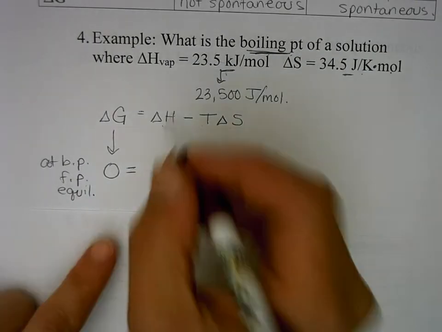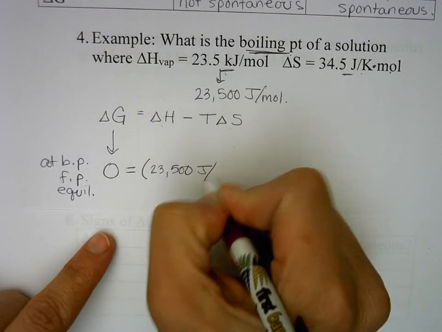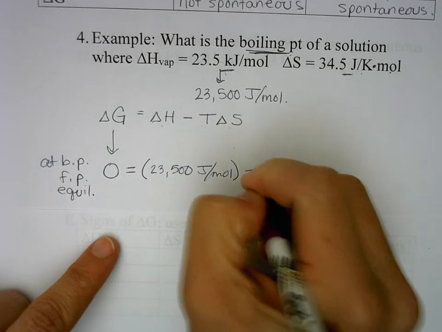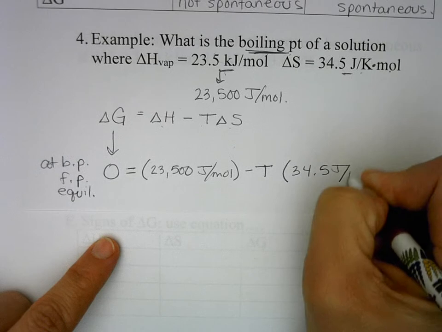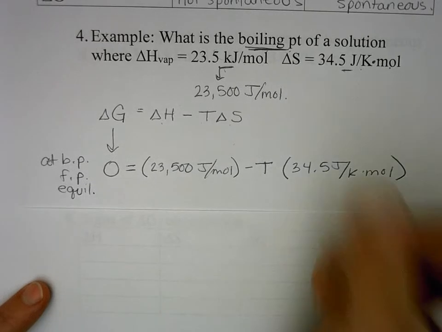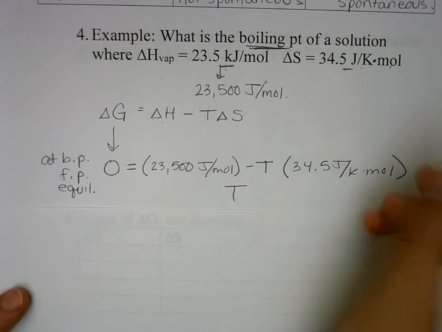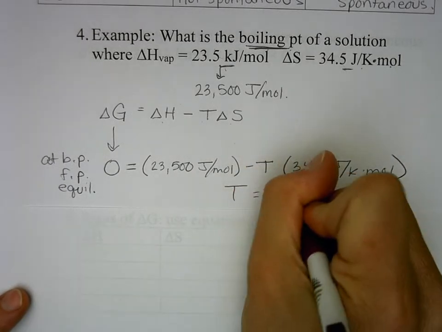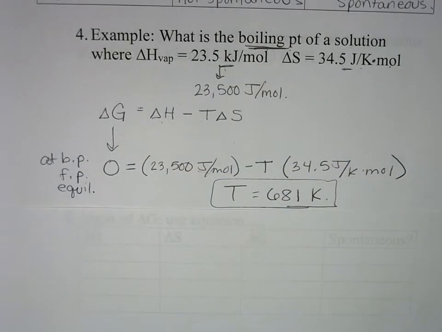So delta H is 23,500 joules per mole, and then minus T times delta S, which is 34.5 joules per Kelvin times moles. And you solve for T. This equation is fairly easy to do mathematically. You would just have to rearrange and solve for T. T equals 681 Kelvin. So that's the boiling point temperature under those conditions. All right.